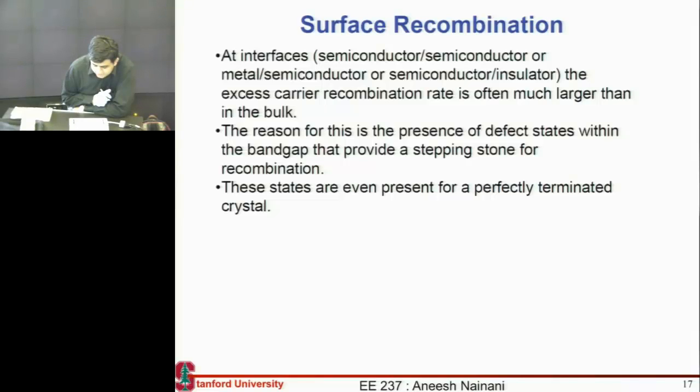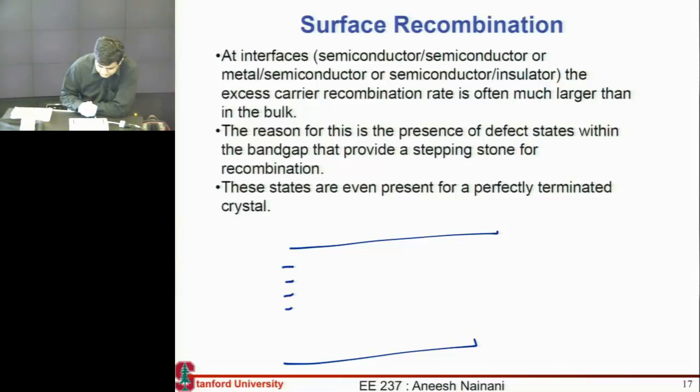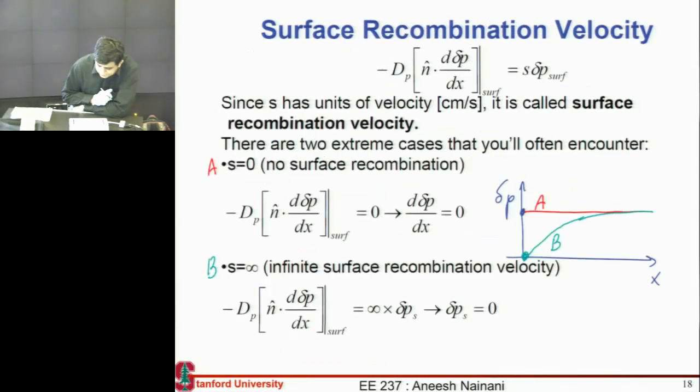Now we have talked about mechanisms which cause recombination inside the bulk, but another evil which occurs at the surface, and we have talked about it before, is surface recombination. It happens due to these defect states present at the surface, right? It's usually characterized by this parameter called the surface recombination velocity.